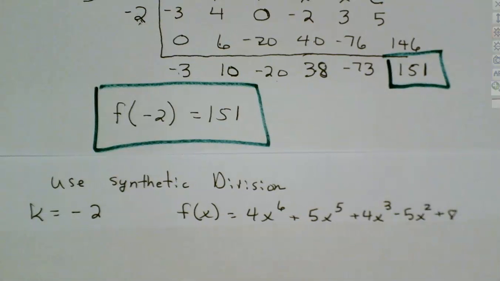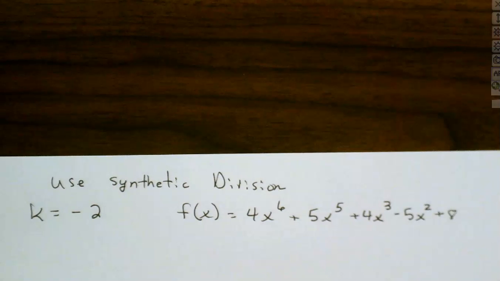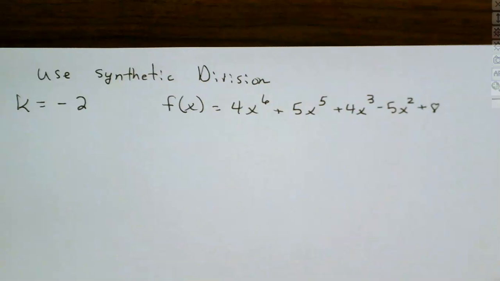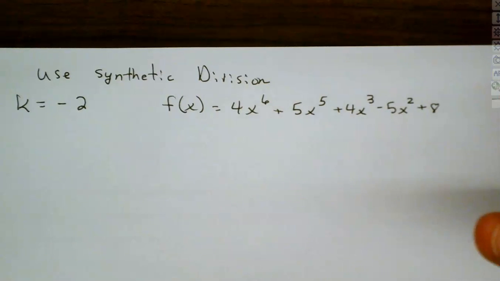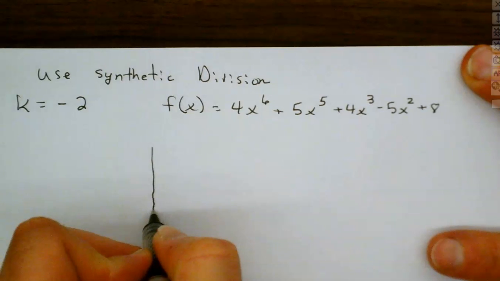This one is. Okay. Now, we wouldn't want to have to plug in a negative 2 because that would take a long time. We would have to plug it in. We'd have to take it to the 6th power. We'd have to take it to the 5th power. We'd have to cube it, square it, add 8, all of that. This is where synthetic division is really, really useful. Synthetic division is going to make this a lot easier.